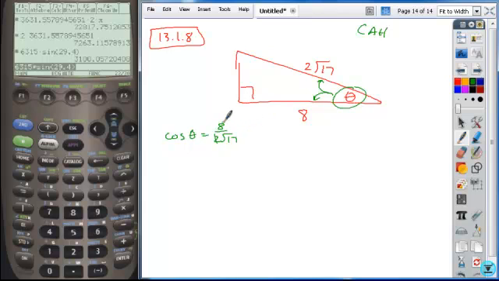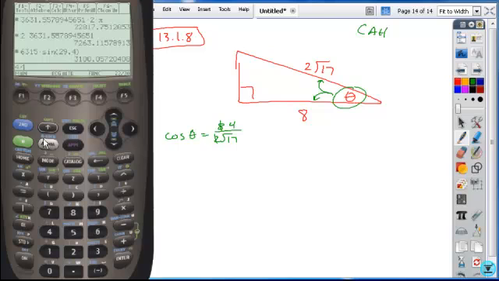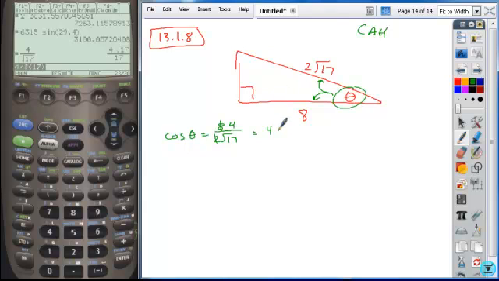Well, this reduces. 2 goes into 8 4 times. So you get 4 over root 17. If you tried to type that in, it's going to tell you it's incorrect, and the reason for that is it's not simplified. So you do have to rationalize the denominator. Easiest way to do that is just enter it on your calculator: 4 divided by the square root of 17. And when you do, it gives you the simplified form, 4 root 17 over 17.